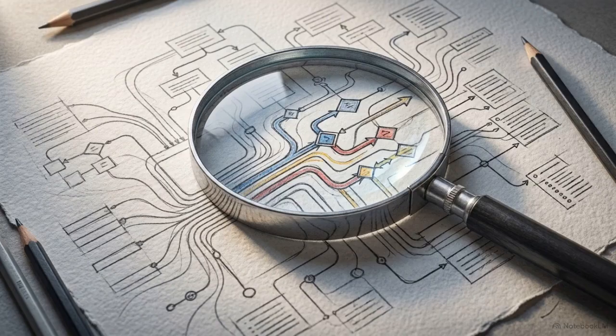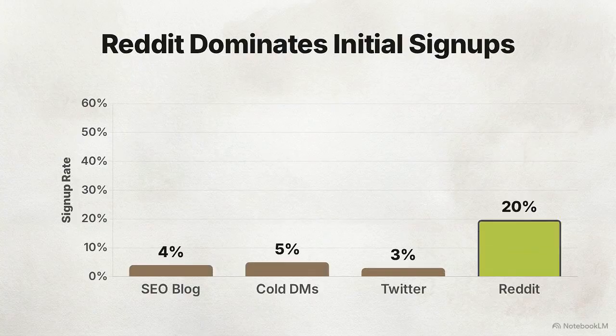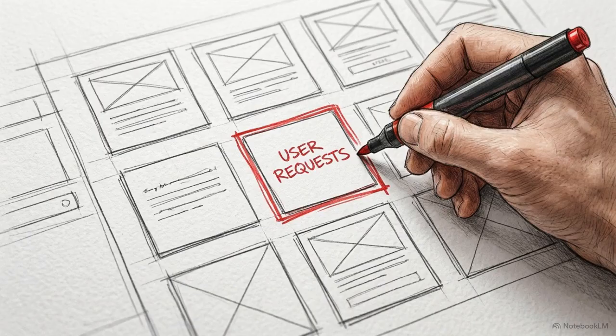To figure out what marketing actually works, implement a simple "Where did you hear about us?" question during your onboarding flow. When the data shows you exactly which forum is driving your signups, you can stop guessing and double down on that specific channel. As you look to expand the product, implement a hard rule.